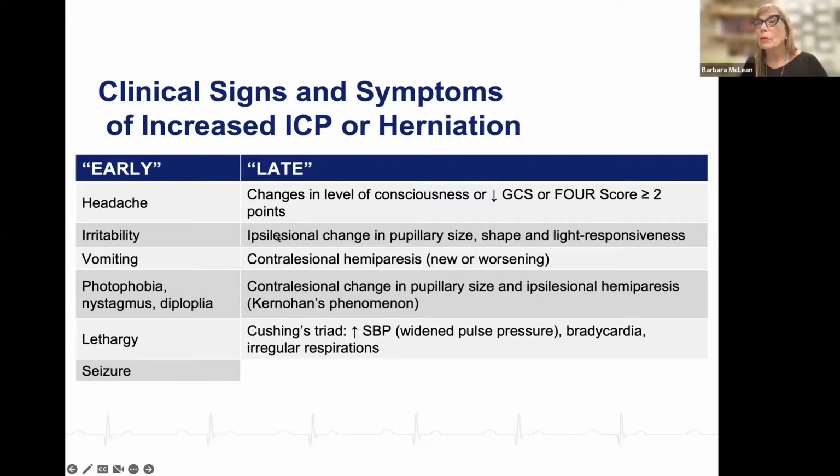Later, you're actually herniating. So later, your GCS drops aggressively. Remember, when GCS drops 2 points in a head injured patient, you've got to get to the CT scanner. You don't have time to wait. You've got to go to the CT scanner. And then you're going to see changes in the ipsilateral pupil. So on the side where herniation is starting to begin, you're going to get that dilated pupil, and the other side may be somewhat responsive or may have very low responsiveness. And now they have new or worsening hemiparesis. Really, really important to remember that by the time you get to Cushing's triad, an increase in systolic pressure, a widened pulse pressure, bradycardia, and irregular respirations, you're already herniating.